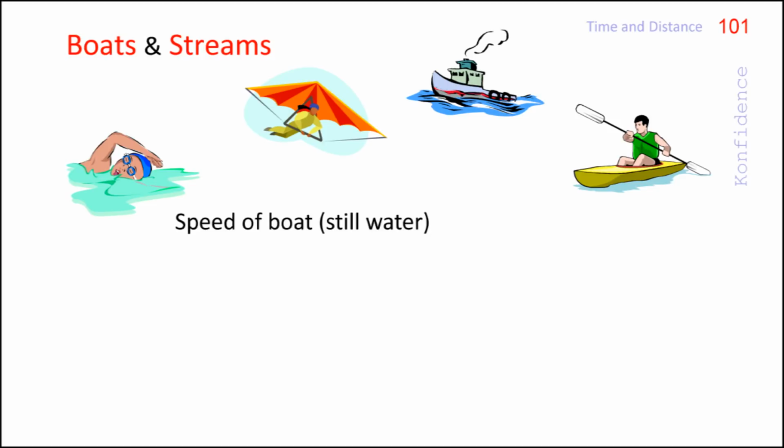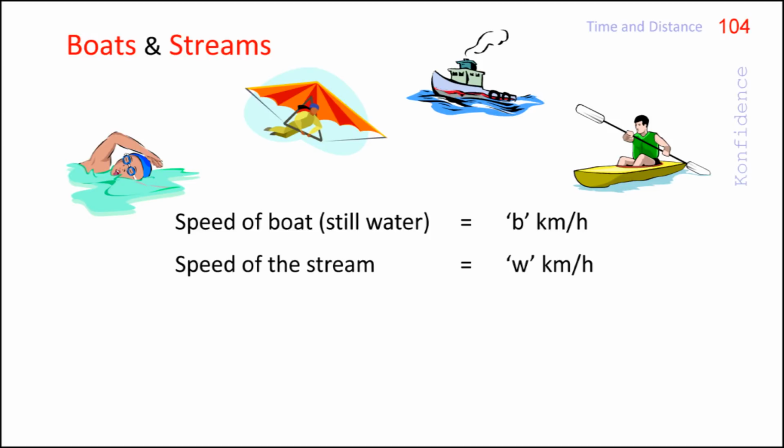Let us assume the still water speed of the boat to be b kilometers per hour, and let the speed of river be w kilometers per hour. Still water speed means the speed of the boat in the lake or a pond which does not have water current. That is, the boat's own speed. When we say the speed of water is w kilometers per hour, what we mean is that if we keep some floating object like a log or wood on the river, it would be carried w kilometers in an hour.